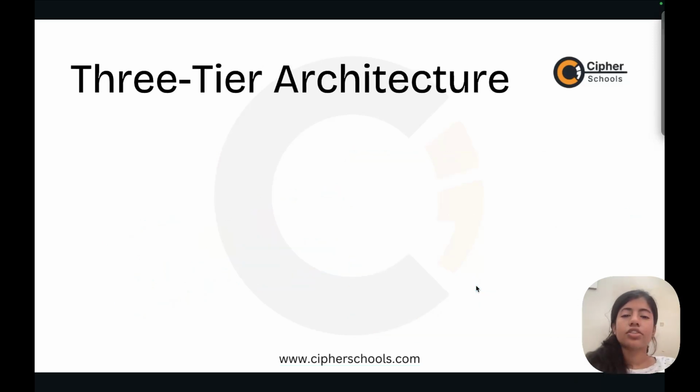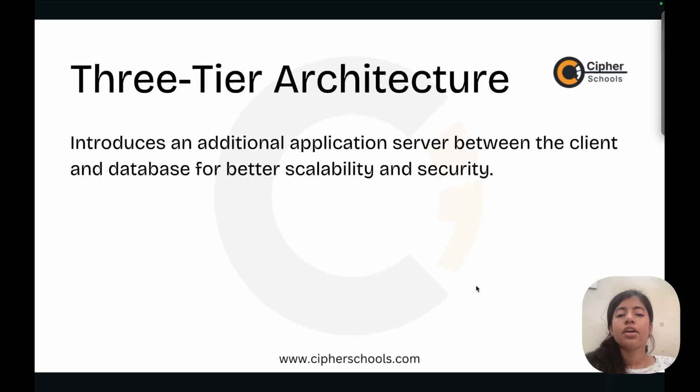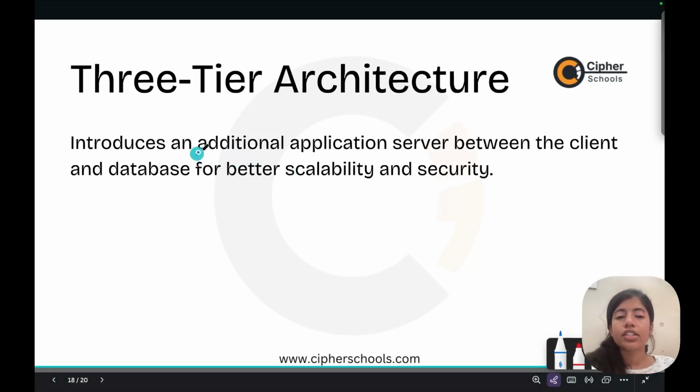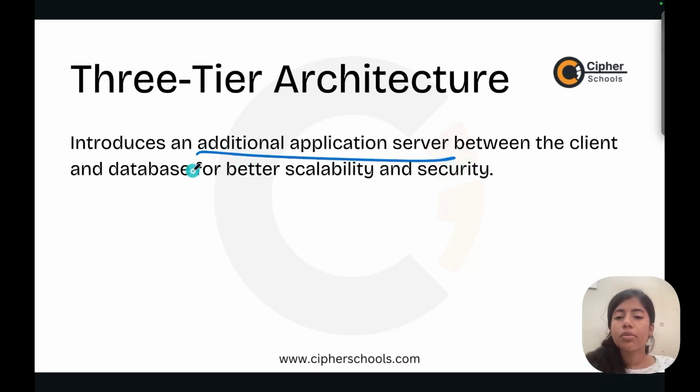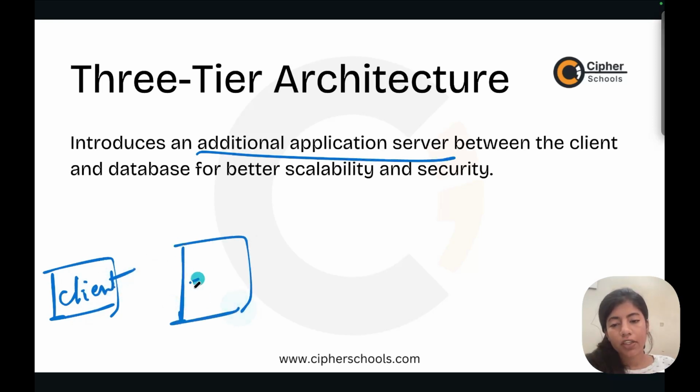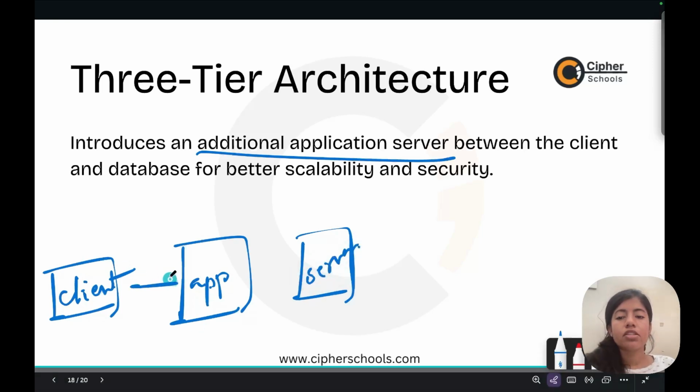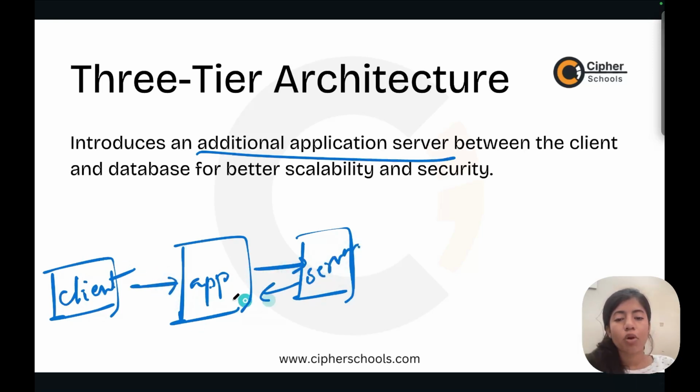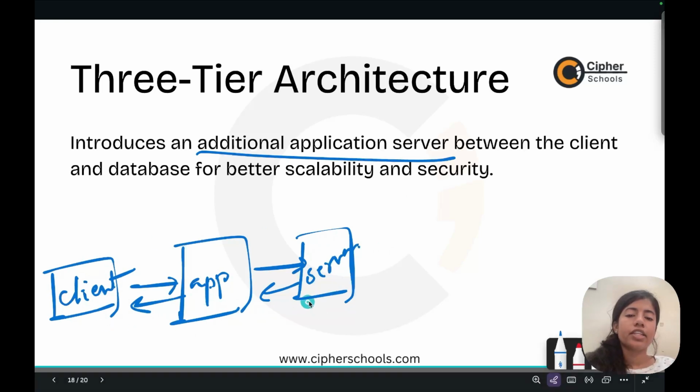So the third architecture is very popular, and it includes an additional application server between the client and database for better scalability and security. So this is the client. Now the client will have some application in between, and this will be contacting the database server. So it will have systematic and proper communication. The client will give some query to the application, then the application will access this. So there is a proper layered structure.